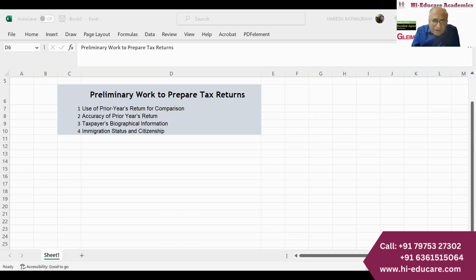So a tax return transcript is generally available for the current and the past 3 years. Obviously, if you get it for at least the last year, that is sufficient. But if you get it for the last 3 years, definitely this will be helpful, because this is preliminary work. This is exactly what you require before you prepare the tax return.